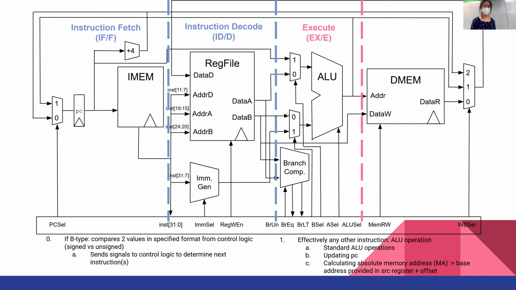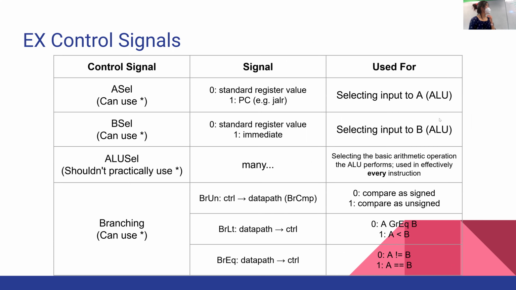But if we follow the arrows, we can see that data B goes into 0, whereas the immediate goes into 1 for B. And then for the A mux, we can see that for 1, the PC value goes in, and for 0, data A goes in. So this is a really large chart. You don't have to memorize it. You can use this as a reference.